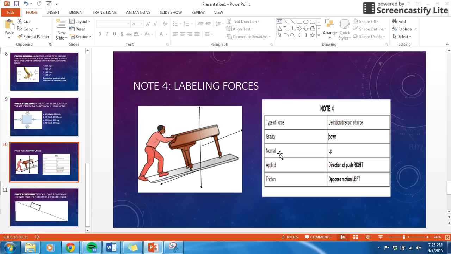In order for the piano not to sink to the center of the earth, we're going to need our normal force. So I know my normal force pushes upward. This is going to be my normal force going up. In order for the man to move the piano, he's going to have to apply the force in the direction in which he's moving it. So I know that his applied force is going to the right because he's pushing it to the right. And I know that what makes moving the piano heavy is friction.